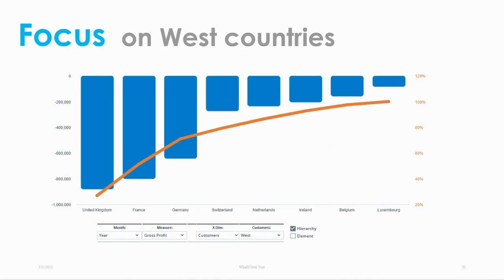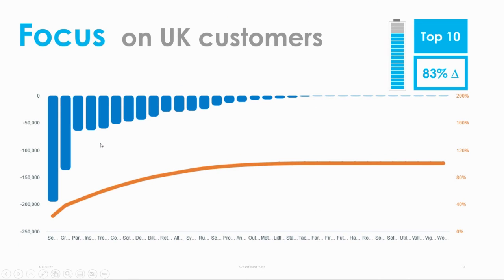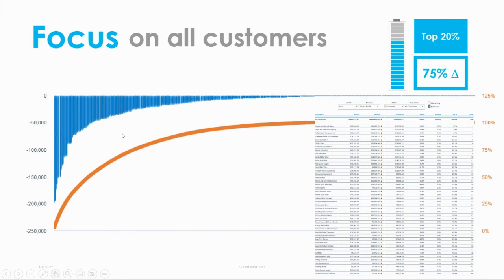Within the West, the UK makes up 20% of the total. UK, France, and Germany combined to make up 70% of the total. Within the UK, the top 10, which is about a third of UK customers, make up 83% of the decline in profit. Then within all customers, the top 440, or 20%, account for 75% of the profit shrinkage. Another way of putting this is the remaining 1,750 customers only make up 25% of the decline.